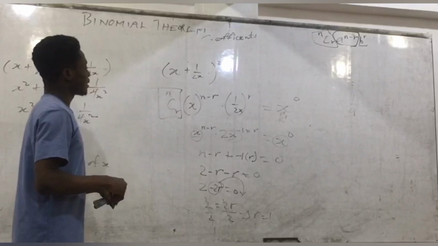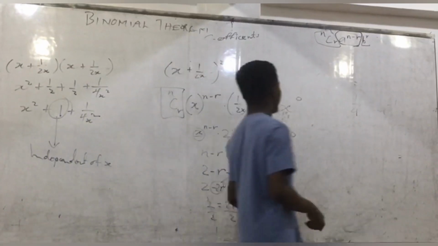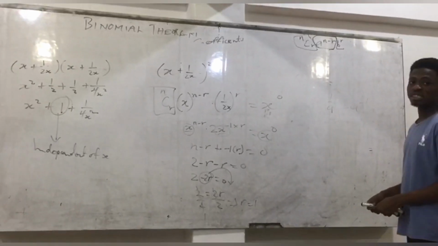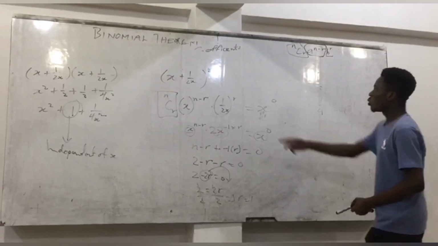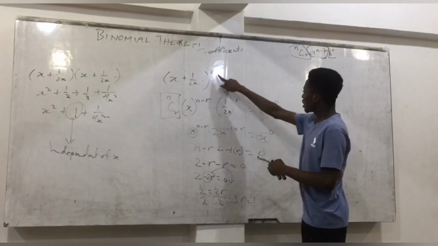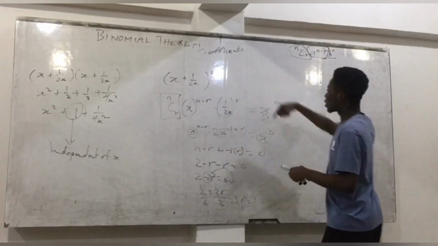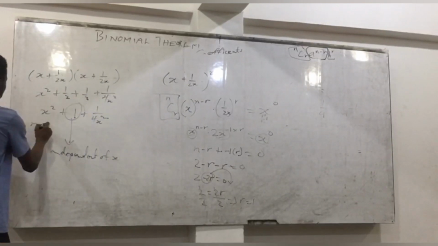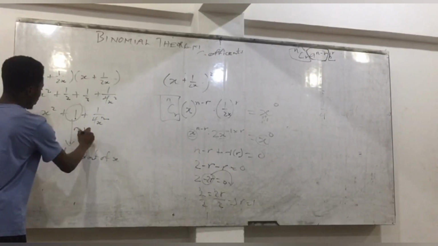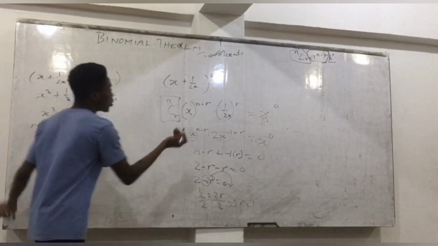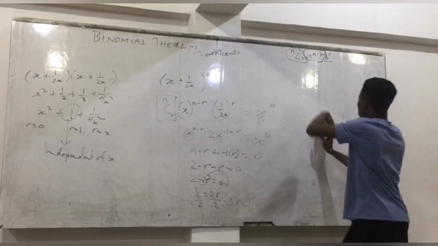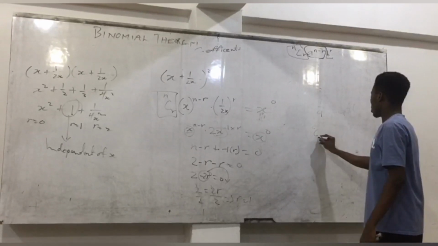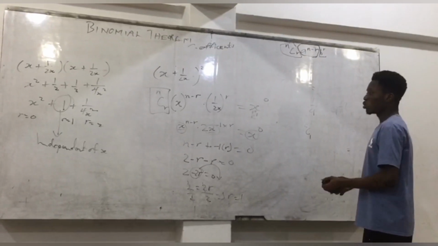So it means that when r is 1, we will get a term which is independent of x. And you know the number of terms should be 3 because the power is 2. So the middle term will give you that, and this is the middle term. So here is when r is 0, when r is 1, and here is when r is 2. So you can use the combination formula to find it. So 2 combination 1.